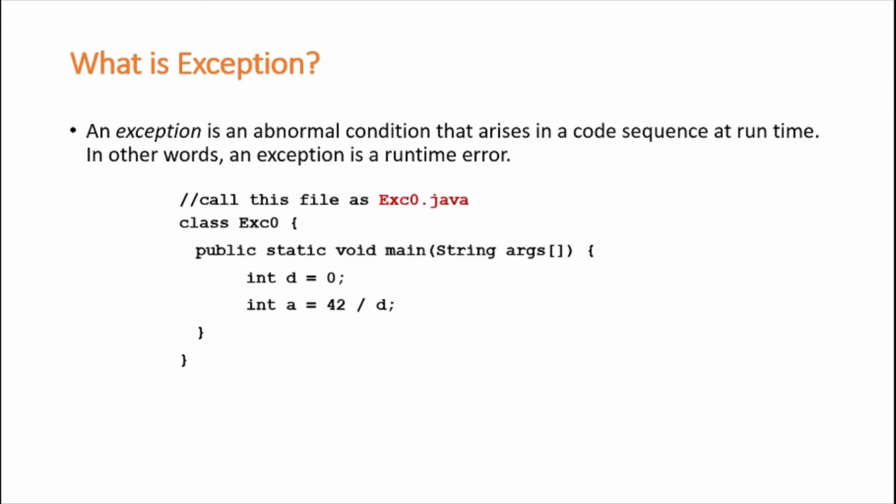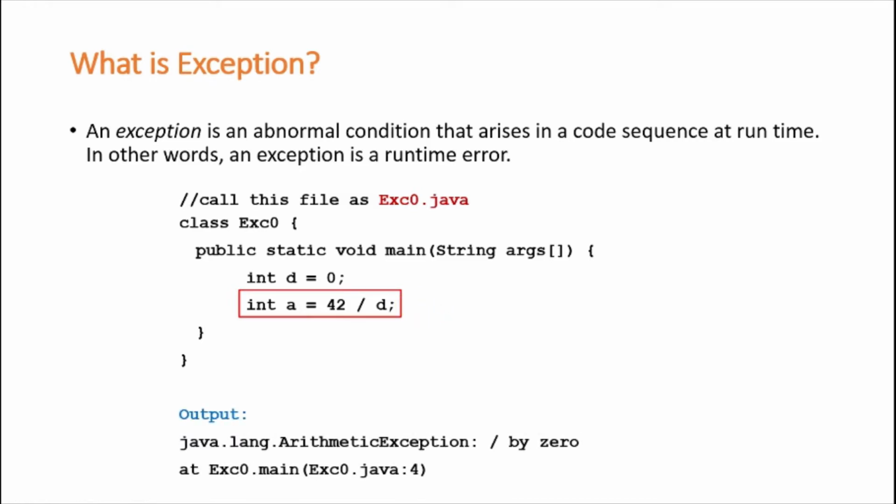Inside the main method, the statement int a = 42 / d is throwing a runtime error or exception because we are trying to divide 42 by 0, which we can't do. Therefore, if we run the program, we get the following exception. Let us try to understand this output.